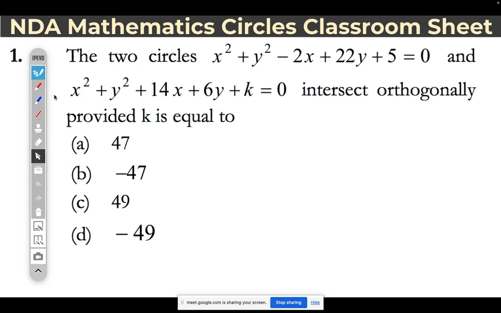The first circle. You remember that for the center, you have to half the coefficient of x, half the coefficient of y, and change the sign. So it is (1, -11) is the center for circle 1. Yes or no?